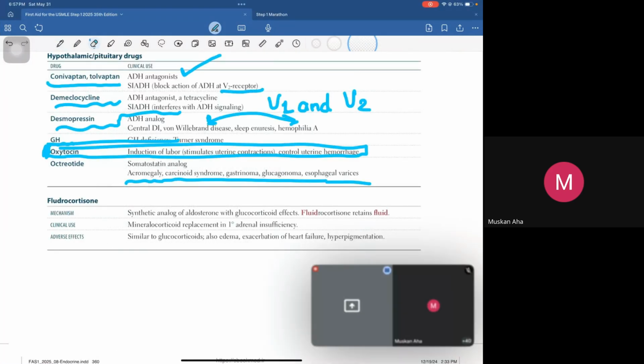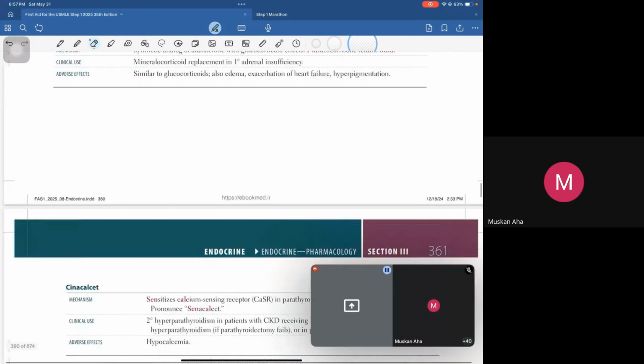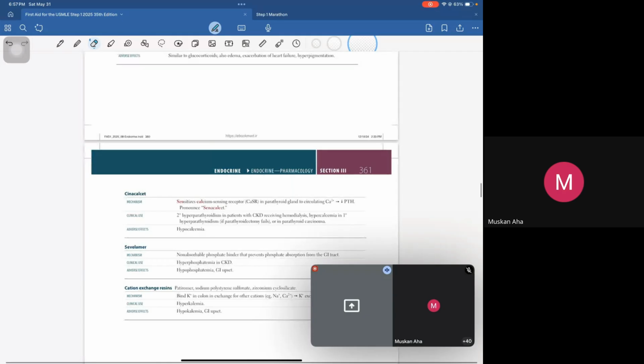Keep this in mind. This is a very important difference. In secondary and tertiary adrenal insufficiency, aldosterone levels are normal, right? So we do not need any aldosterone replacement in secondary and tertiary adrenal insufficiency. Right? Okay. Now we have a drug known as sevelamer, right?